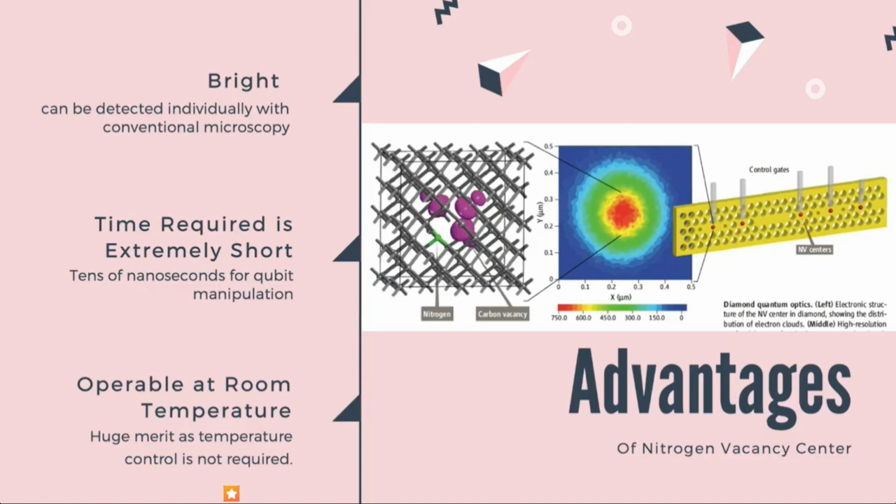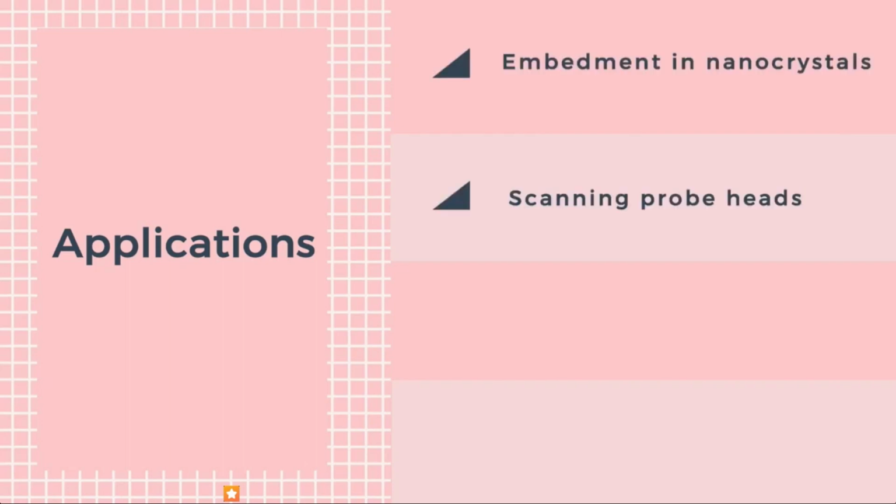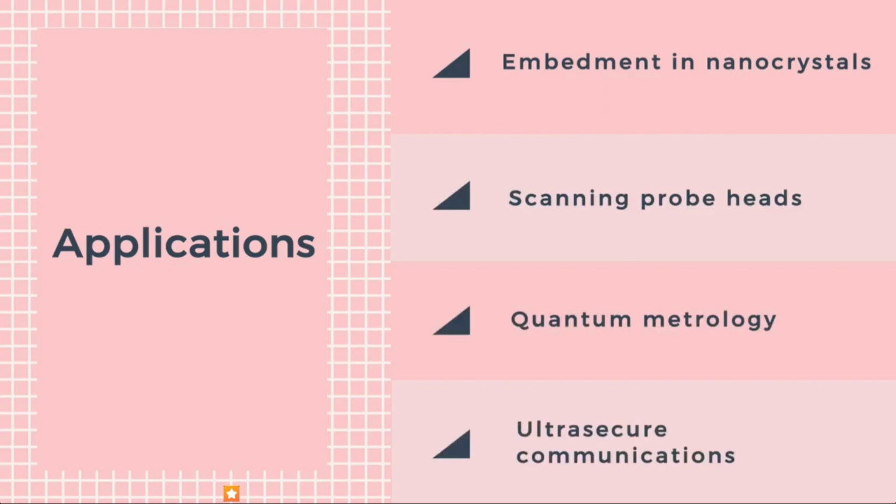Now, what is the advantage of this nitrogen vacancy center? Its main advantage is that it operates at room temperature, so it is really useful for quantum sensing. Also, it can be used for qubits, and qubits are used in quantum computers. There are many other applications besides this, for example in nanocrystals, quantum metrology, and ultrasecure communication, like cryptography.